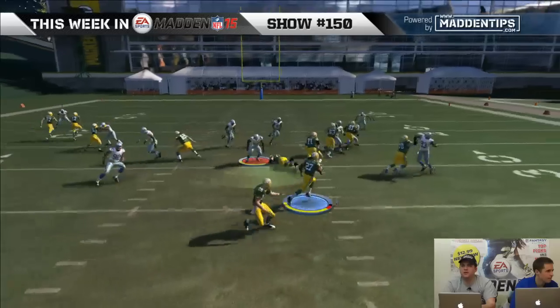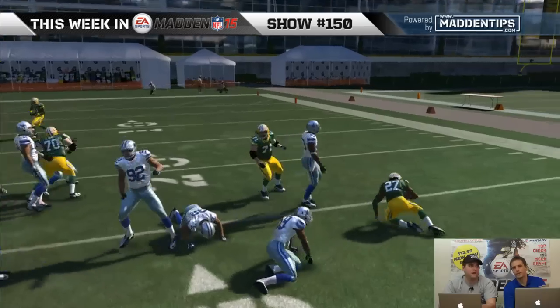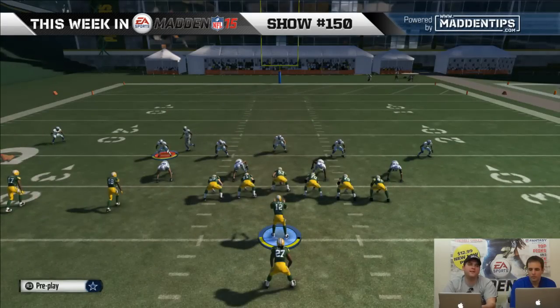So here's the run again. You get the numbers advantage. You literally can't, that was Church in there on the first hit on Lacey. So that's the starting point of a good run defense.